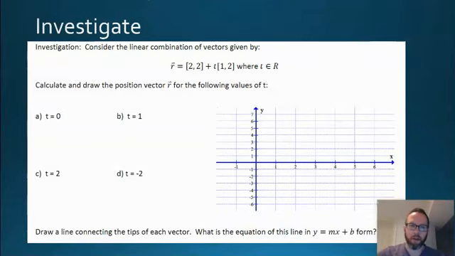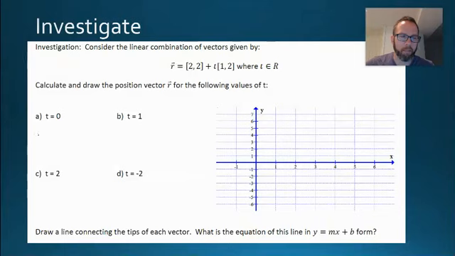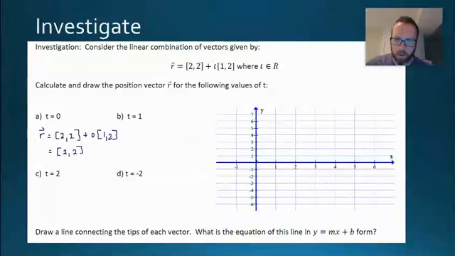We're going to draw each of those vectors on our graph. I'll do my best here on my slide. If you want to pause the video and try that, or follow along with me, you can do whatever you'd like. For our first one, we have (2, 2) plus 0 times (1, 2), which just gives me the vector (2, 2), a vector from the origin to (2, 2). So like that.